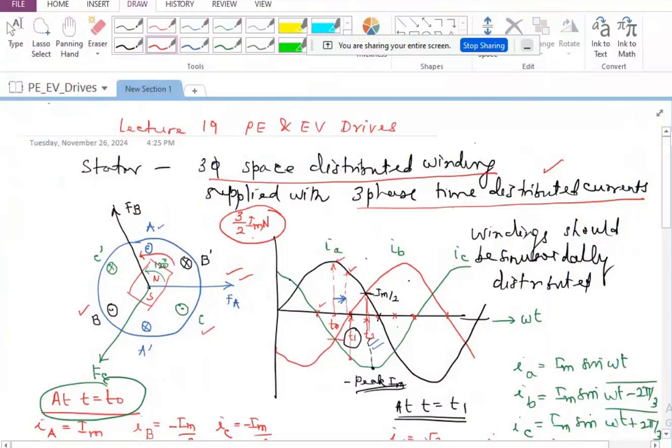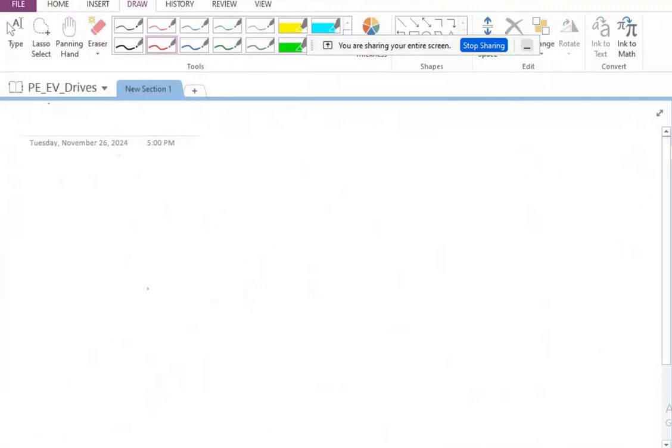Now, if rather than having only one A and one A dash, let us say I have A here, and let us say I have A dash here, and I'm going to have A1 here, and I'm going to have A1 dash here.